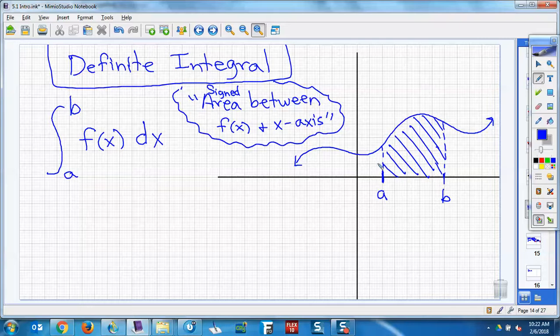You see there the a and the b on it, the f of x and the dx. And I have a picture to go with it. Notice I wrote the word signed in there: the signed area between f of x and the x-axis.